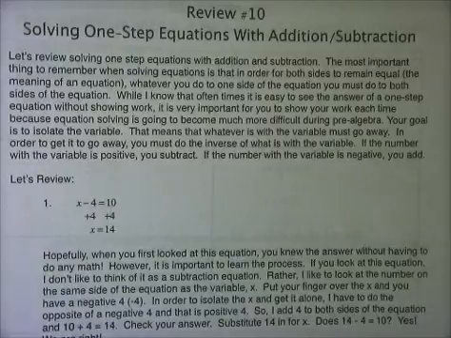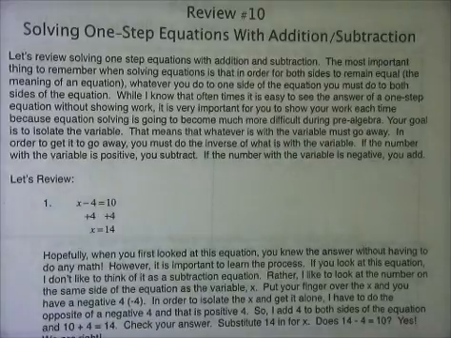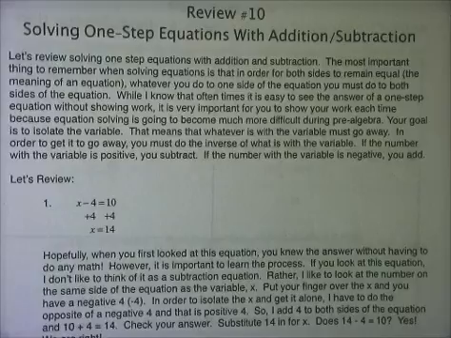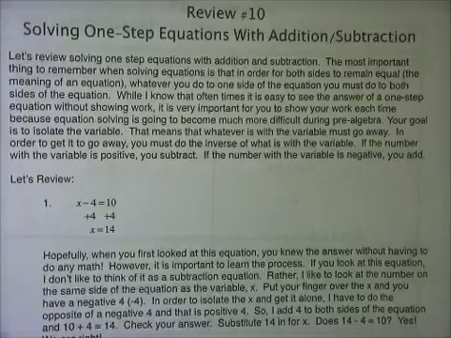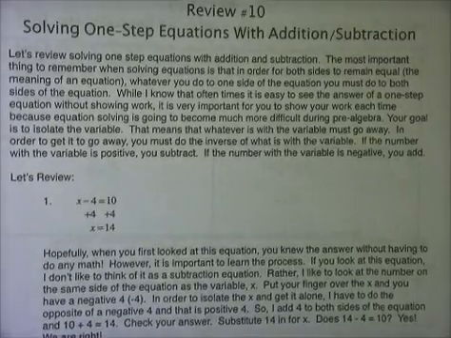So your goal is to isolate the variable. That means that whatever is with the variable must go away. Remember, isolate means to get something alone. In order to get it to go away, you must do the inverse of what is with the variable. So if the number with the variable is positive, you're going to subtract it. If the number with the variable is negative, you're going to add it. So let's take a look at it.